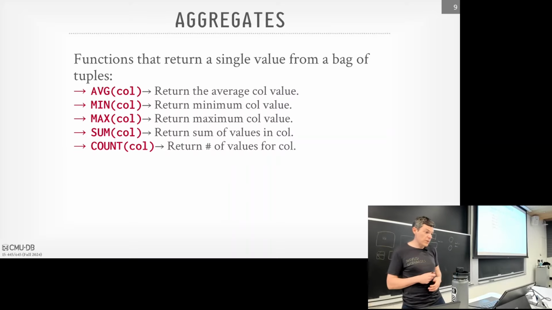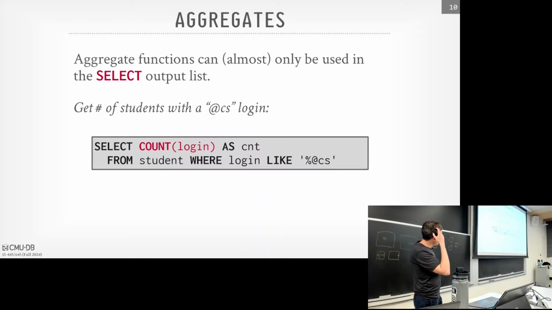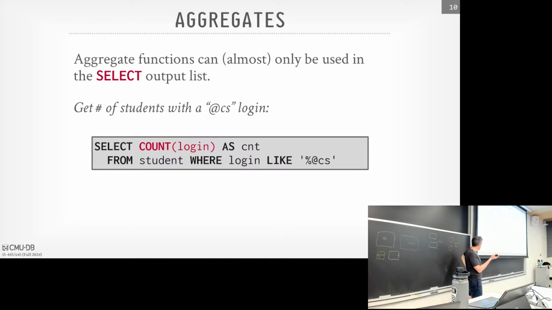And we'll see how people have leveraged that over the years as we go along. So here's a really simple example, right? We want to get the number of students in our table whose login ends with @CS. So it's trying to find all the computer science students that are enrolled in classes. We have a count function, the count aggregate here, and we're putting it over a login.